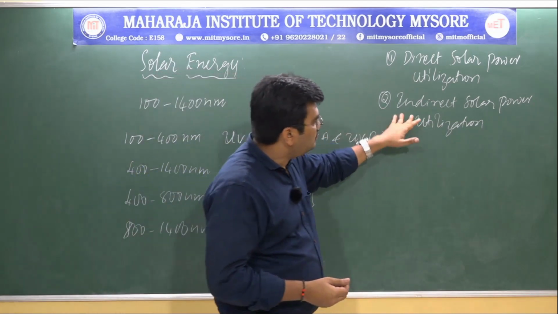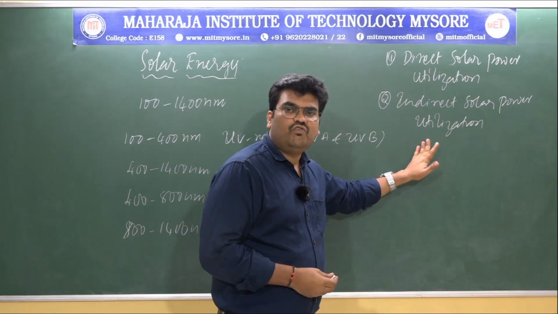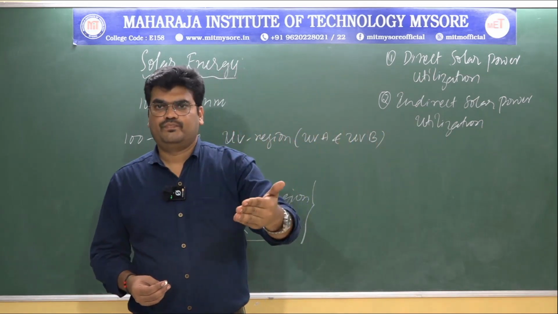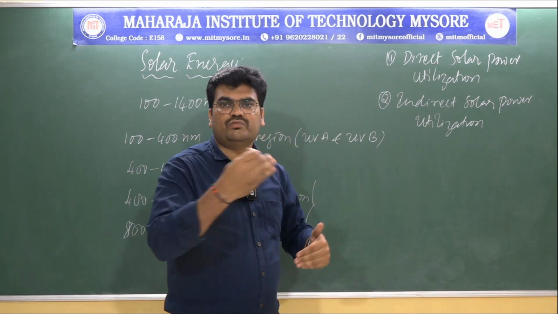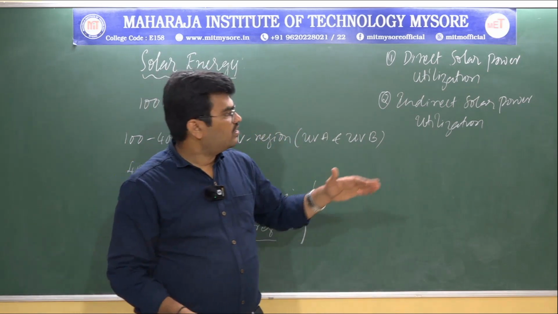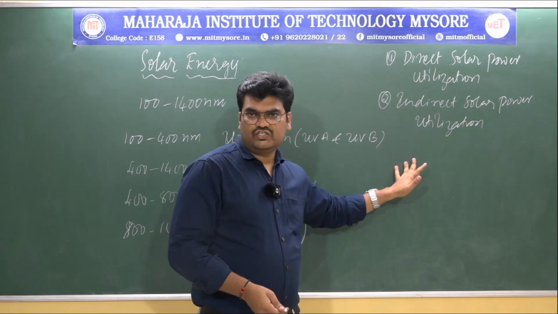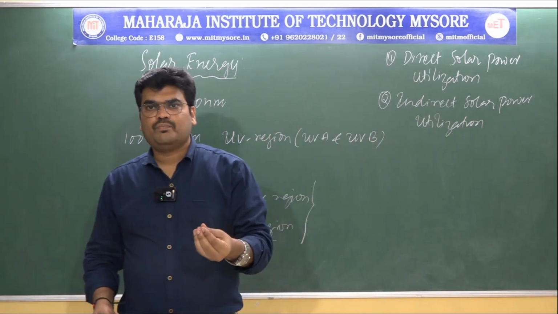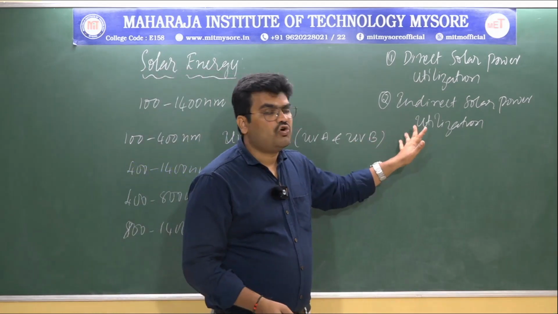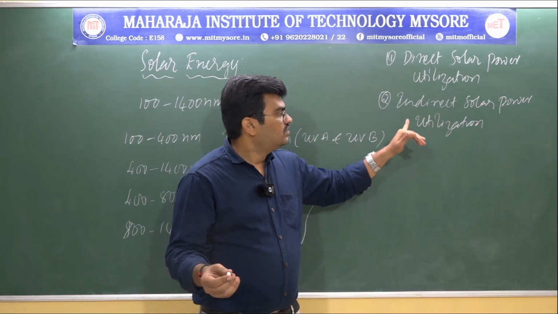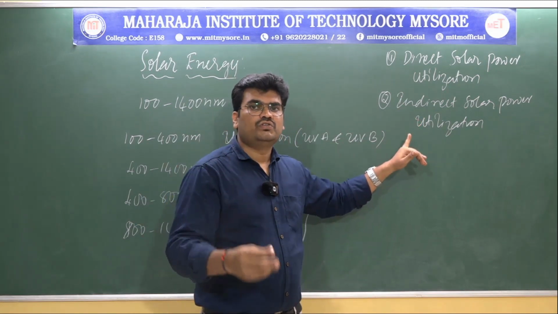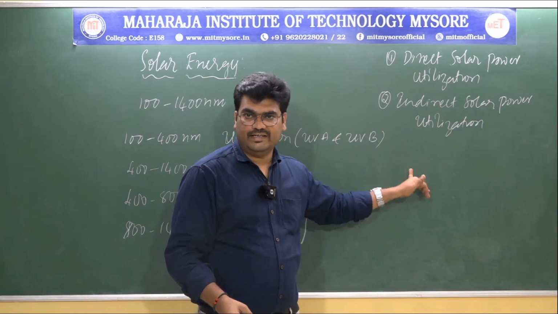And coming to indirect solar power utilization, it involves more than one step transformation into usable form, right? So they are called indirect solar power utilization. And if you want to give an example for this, you can give almost all the energy resources, because in one way or the other they are related to the Earth's atmosphere, that is, solar radiations.